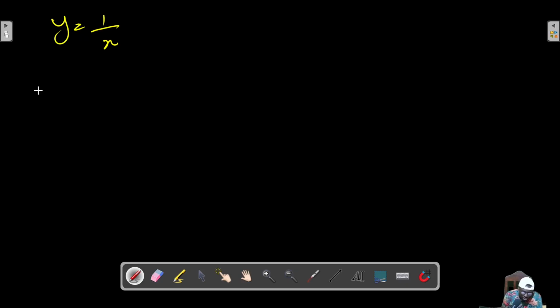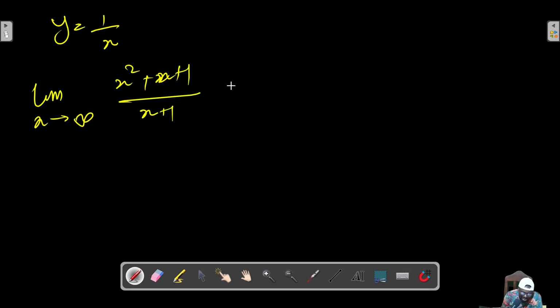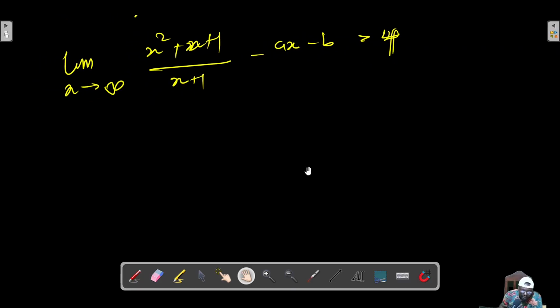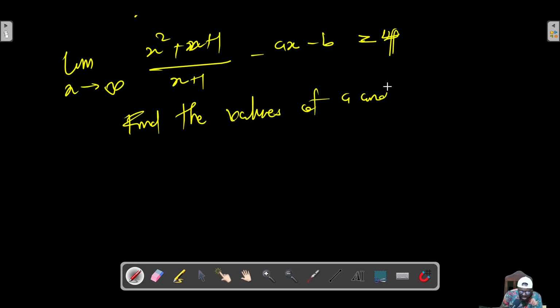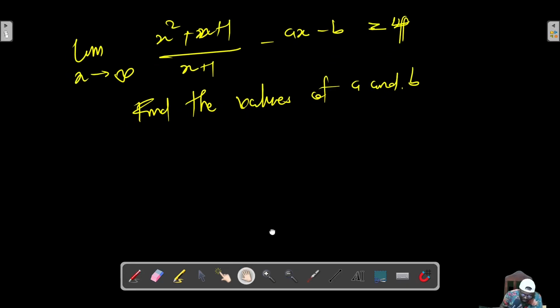Now let's move to the next interesting problem. Now this problem is so interesting. If you really understand the limit, I believe you should be able to solve this problem. The limit as x approaches infinity of x squared plus x plus 1 divided by x plus 1 minus ax minus b is equal to 4. Now, the question says we should find the values of a and b.